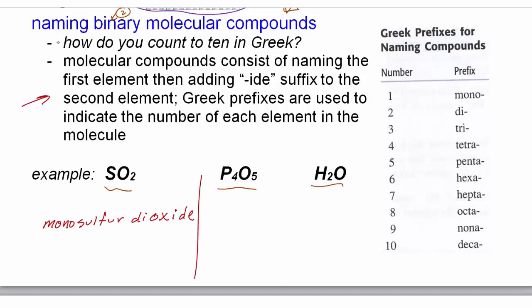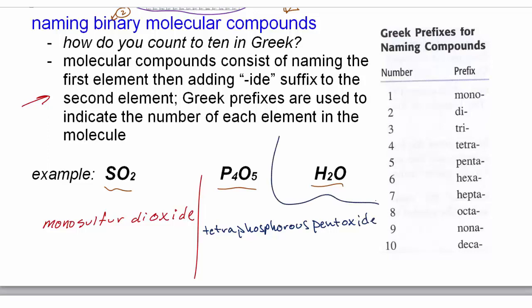So again, count to 10 in Greek first. How many phosphorus? 4 of them. So you'd say tetra, phosphorus. And how many oxygens now? 5. So penta. Sometimes they drop off the a, so you can write pentoxide. But if you want to say pentaoxide, that's okay too.